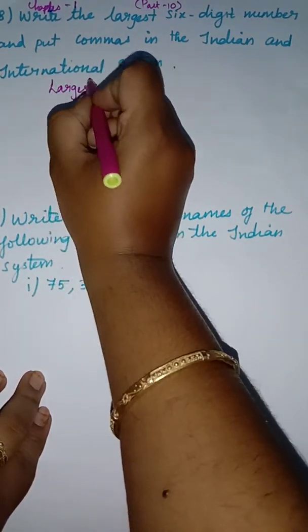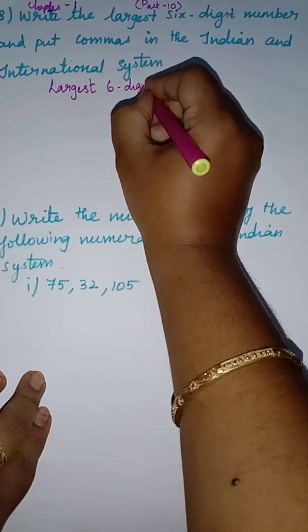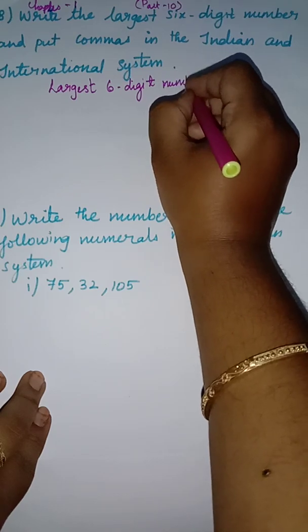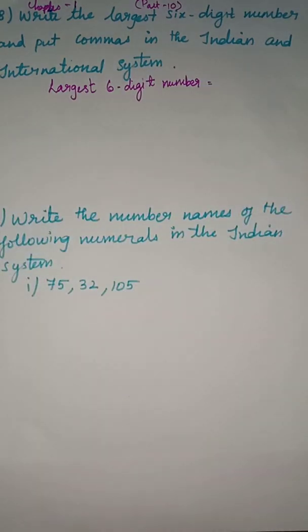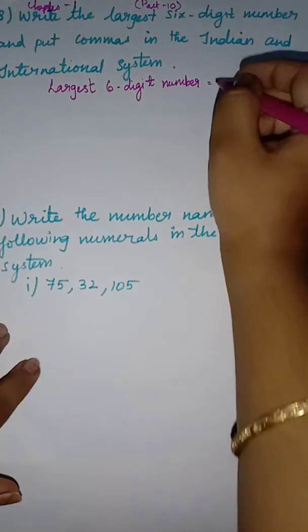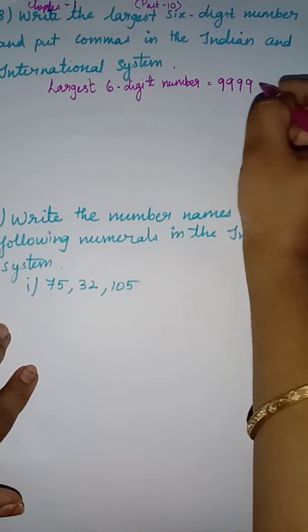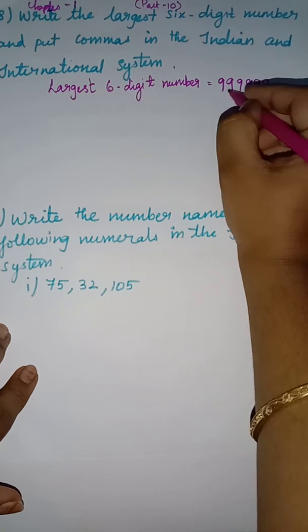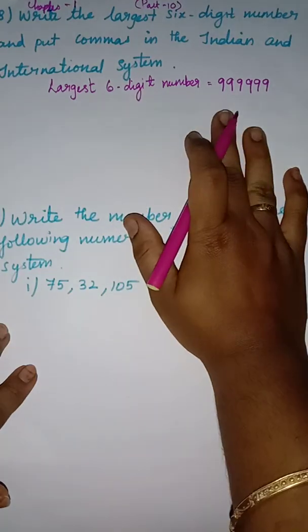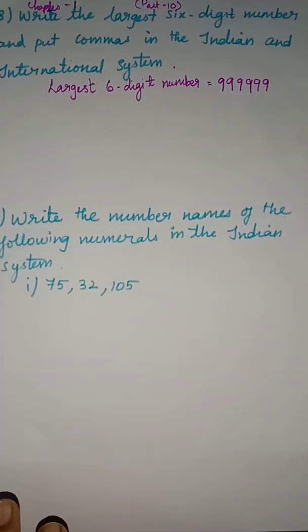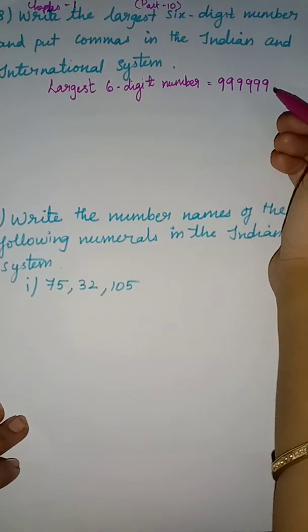Now what is the largest 6-digit number? What is the largest one-digit number? You already know the largest one-digit number is 9, and the smallest one-digit number is 1. Taking that as a base, if the largest one-digit number is 9, then the largest 6-digit number is 9 written 6 times: 9, 9, 9, 9, 9, 9. Count: 1, 2, 3, 4, 5, 6. There are 6 digits.